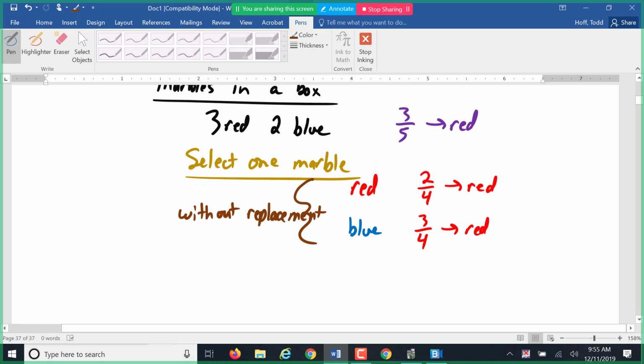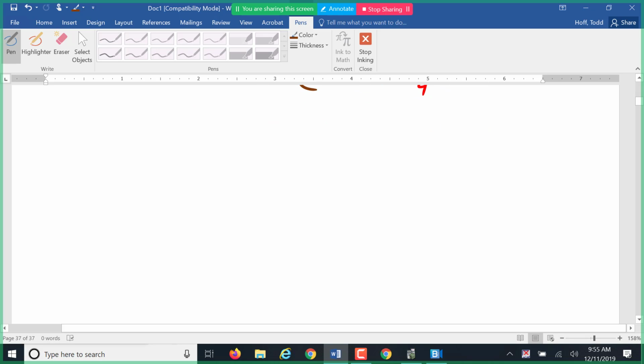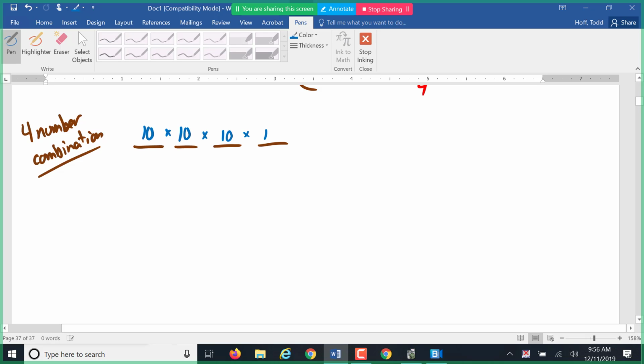The same could be thought of for our number combinations. If we have a 4-number combination, a permutation would be there's 10 possibilities, 0 through 9 for the first number, 10 for the second, 10 for the third, 10 for the fourth. That multiplies up to be 10,000 combinations.